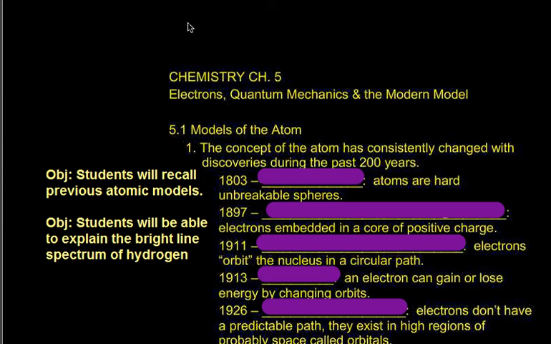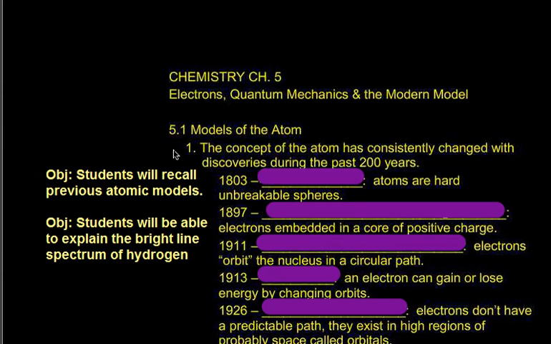Okay, ladies and gentlemen, welcome back to P-Dog Does Science, and we've got our new chapter, Chapter 5, which is about electrons, quantum mechanics, and the modern model of the atom. So the first thing we're going to do is review some of the older models of the atom that we've come across until we have the one that we have today.